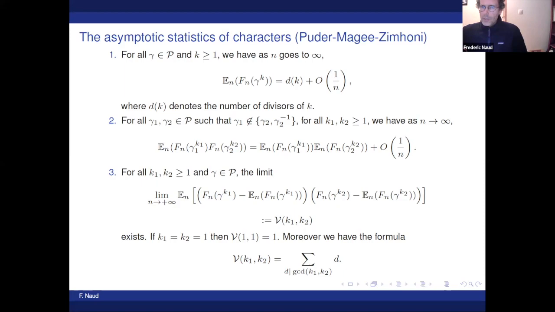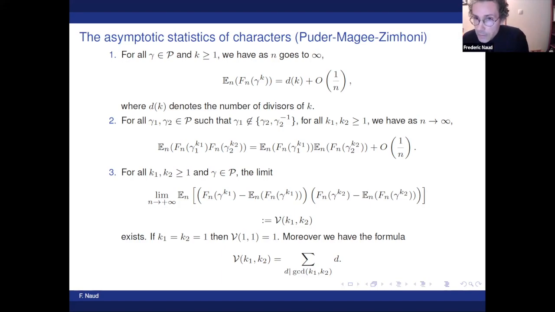So what I should say is that all these results for surface groups are due to Doron Puder and Michael Magee. And then there is a further paper by Magee and Zimbron. That alone requires a bit of work. It was known for free groups for quite a long time. And then for surface groups, it's much more recent. In particular, when gamma is primitive, so k is equal to 1. Okay, so gamma is a primitive word. It's not a non-trivial power of gamma. d of k is equal to 1. Okay, so the expectation of the number of fixed points is 1 plus something that goes to 0.